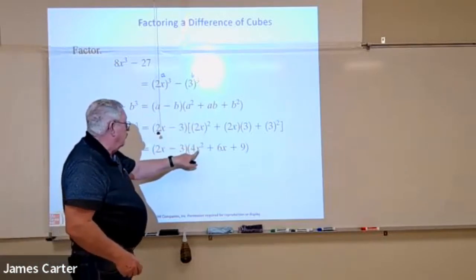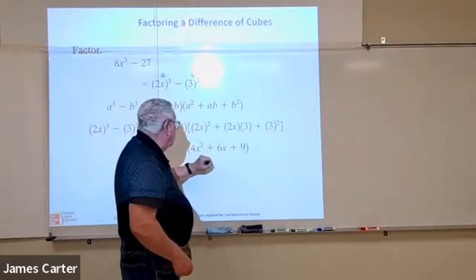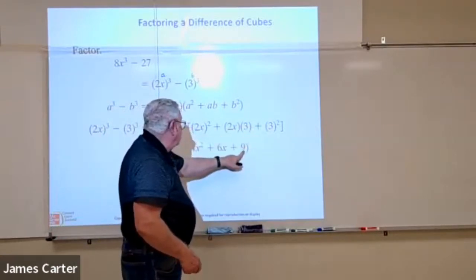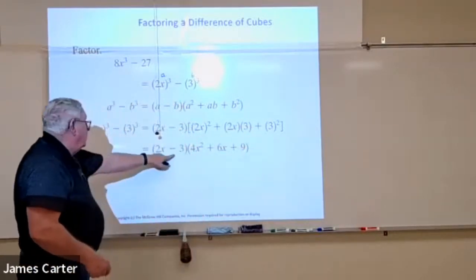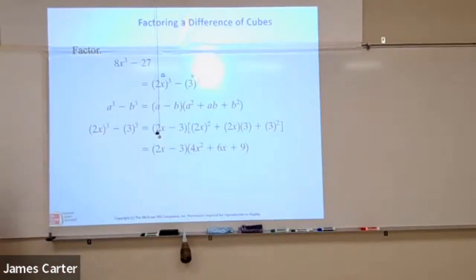2x squared is 4x squared. 2x times 3 is 6x. 3 squared is 9. So here would be your final answer on that problem. Okay.